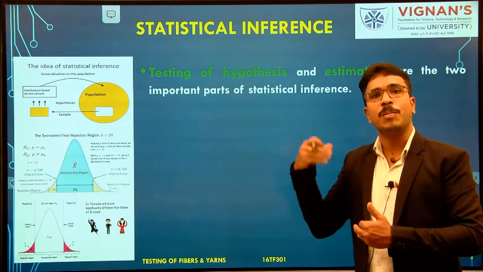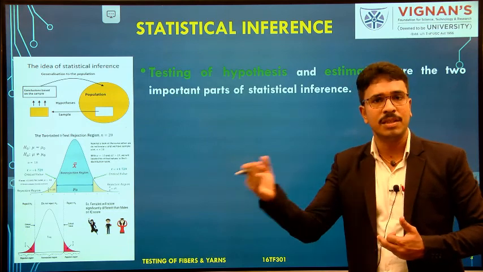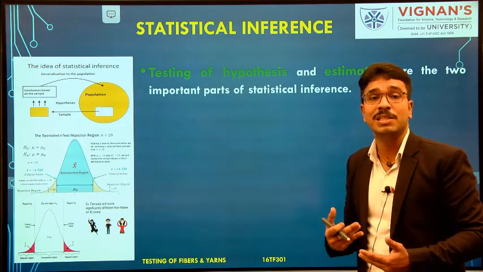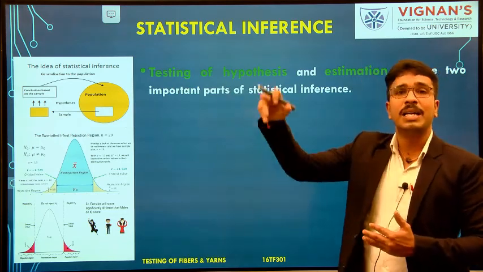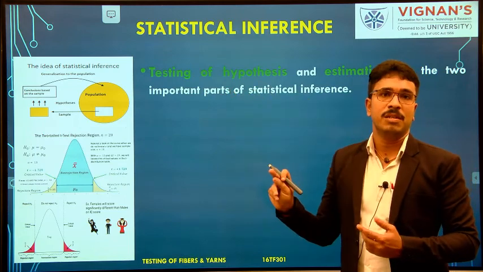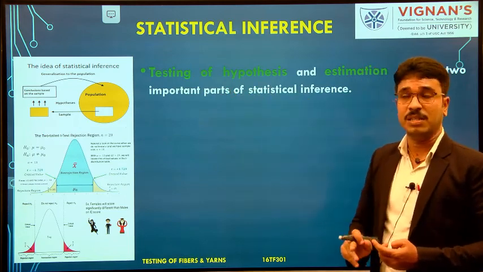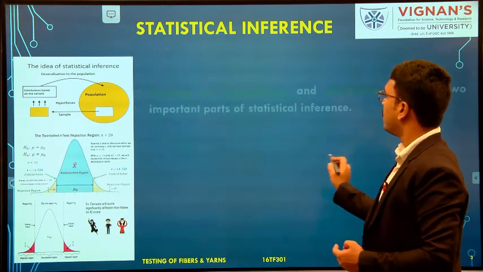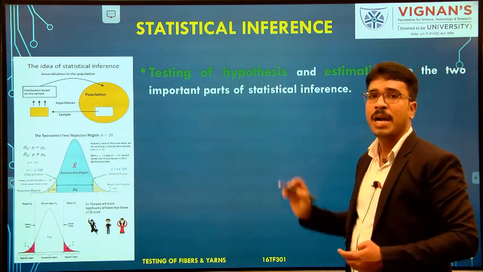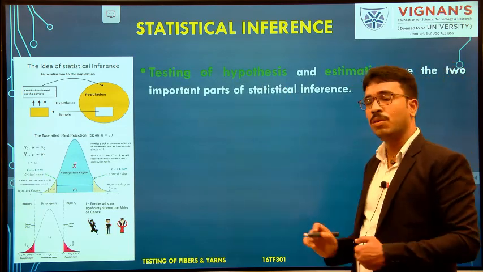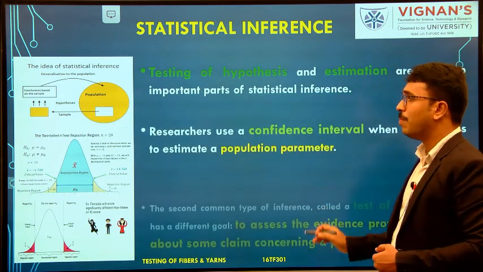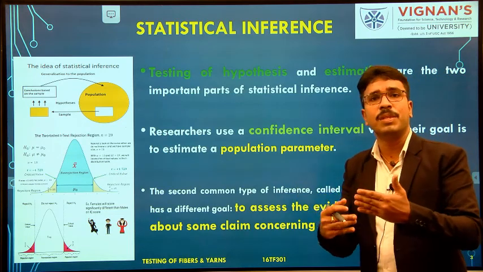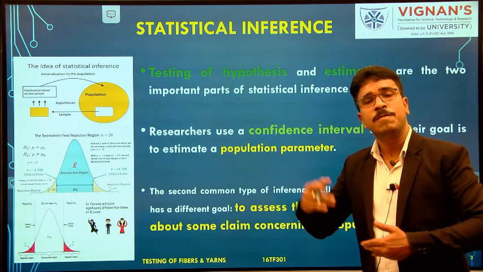Say for example, the population parameter which we want to know is strength. For that strength, we are going to estimate what is the mean strength and what is the variance of the entire population. So, that is one way of statistical inference. And the second way is the testing of hypothesis. As you already know, actually this is quite different from the estimation.